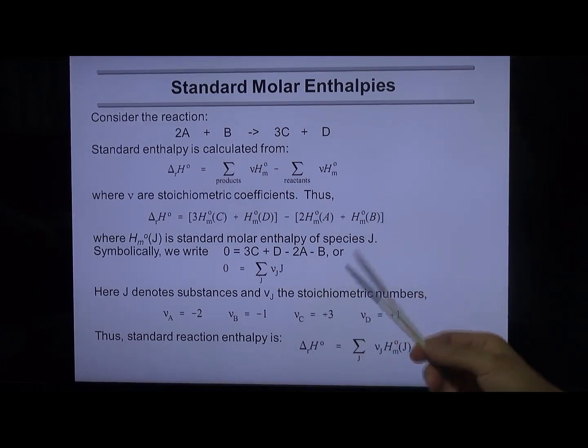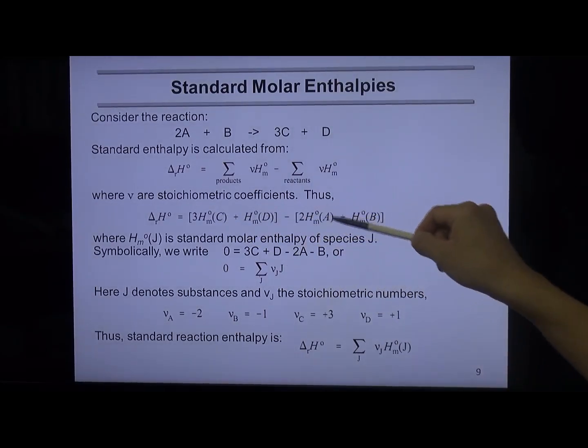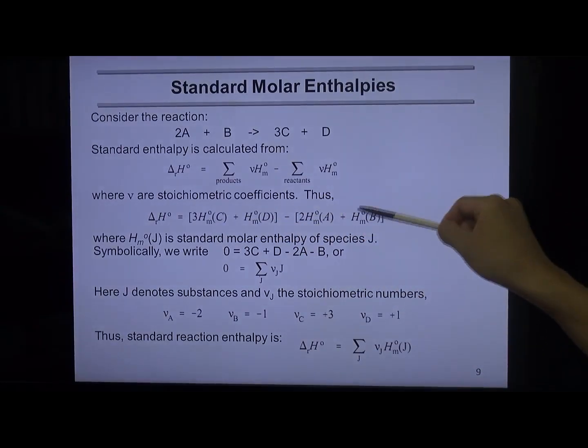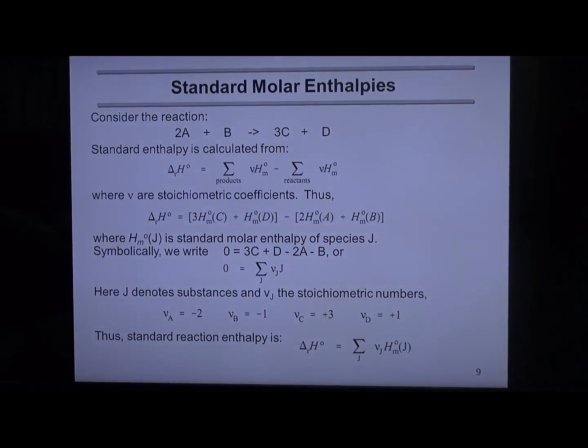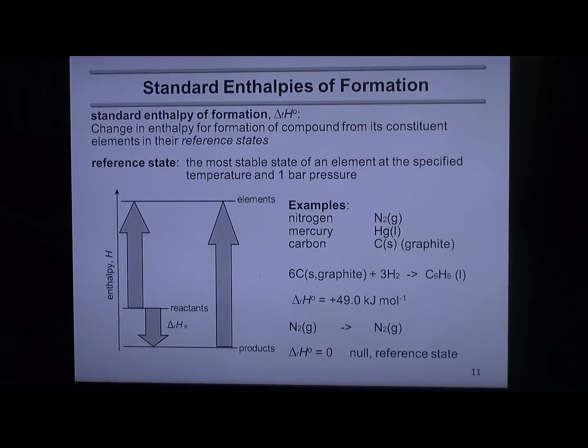Then, how can we know this? How can we determine the molar enthalpy of A, B, C, and D? Let's skip this part first. We want to know the molar enthalpy of each of these reactants and products. How can you know? It's actually easy.